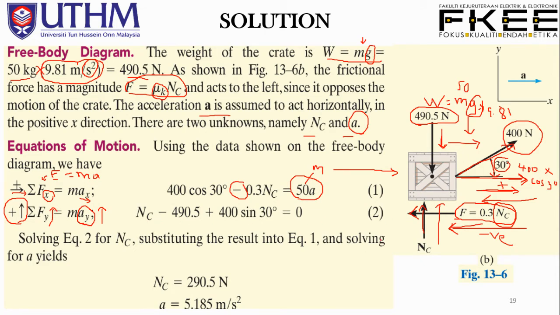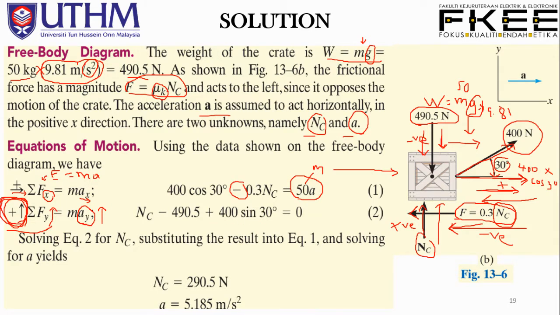So we have N C, which is positive and still unknown, as mentioned in the question. And then minus 490.5, since the weight acts downward and is negative. The N C is positive because we have defined that positive is upward. And then plus 400 sin 30.